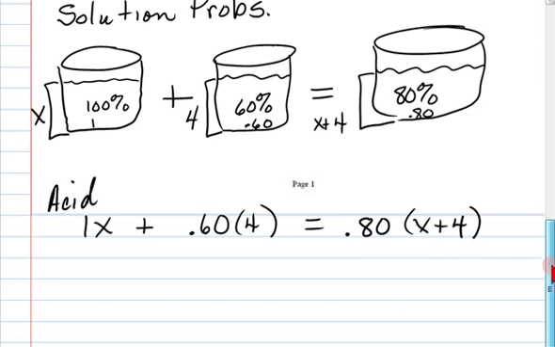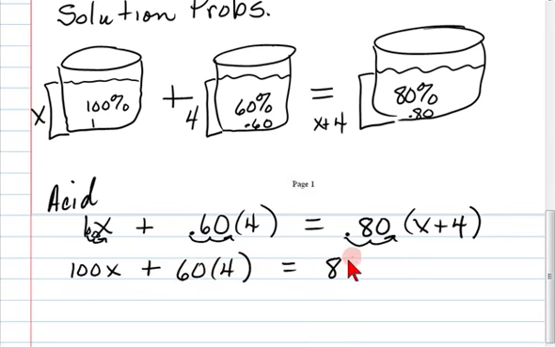Now, do you remember when we were solving our equations with decimals that we could move all the decimal points? So I'm about to undo what I just did. And it feels like you just ran around in a circle. I know I did. Move this decimal 2 places to the right, adding zeros. Move this one 2 places to the right. Move this one 2 places to the right. And you end up with 100x plus 60 times 4 is equal to 80 times x plus 4.